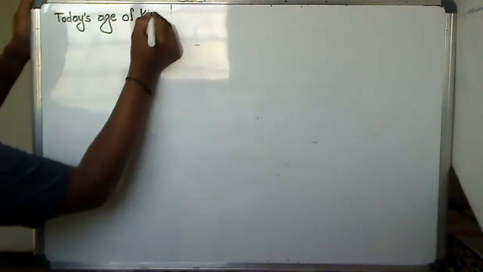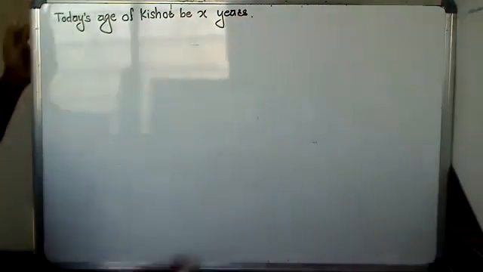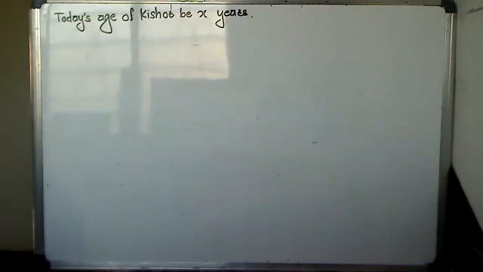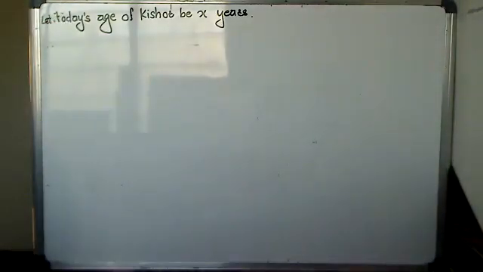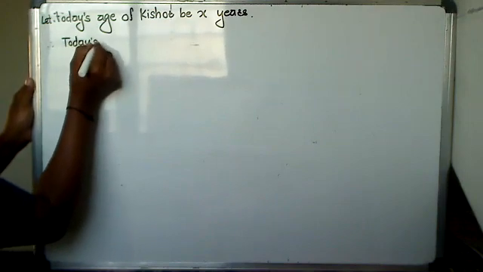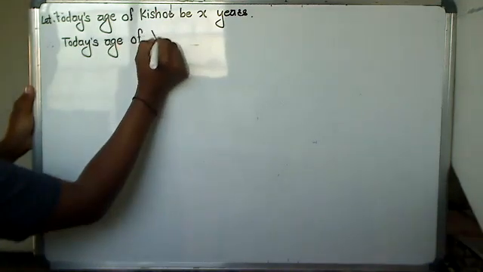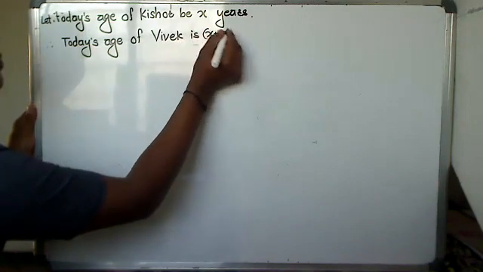Let today's age of Kishore be x years. If Kishore's age is x years, then Vivek's age, therefore, today's age of Vivek is x plus 5 years.